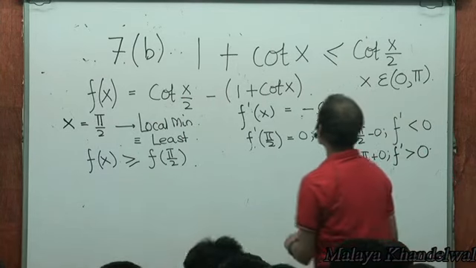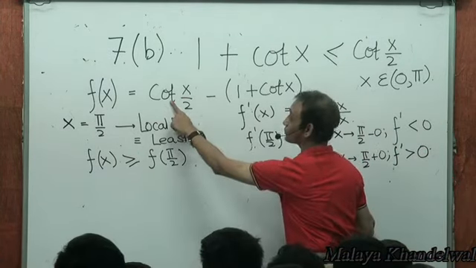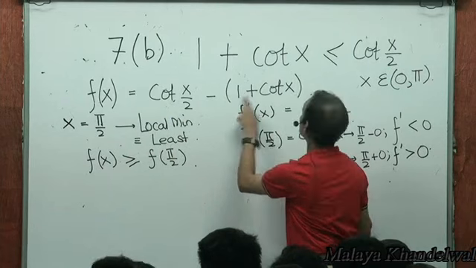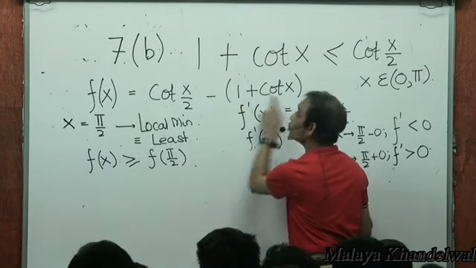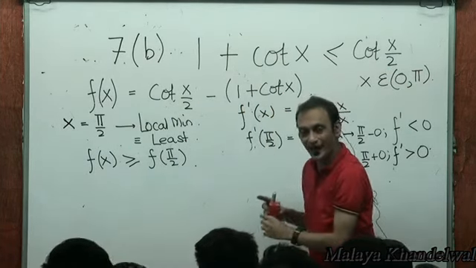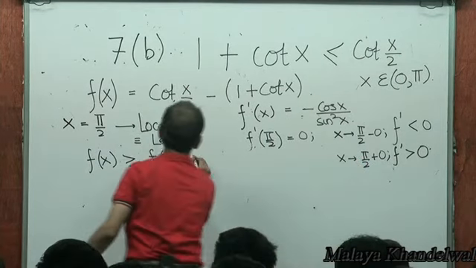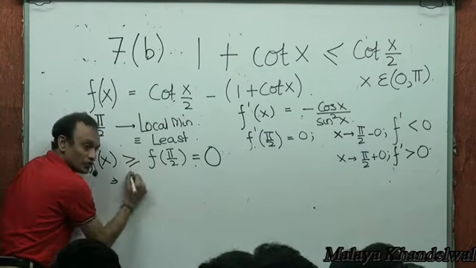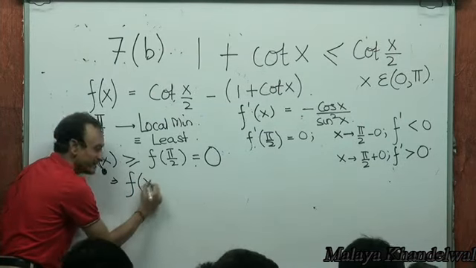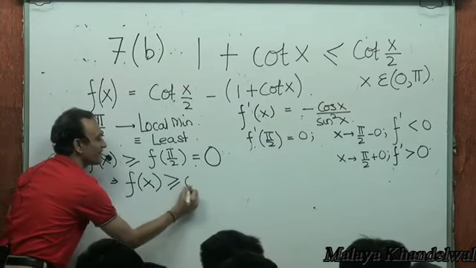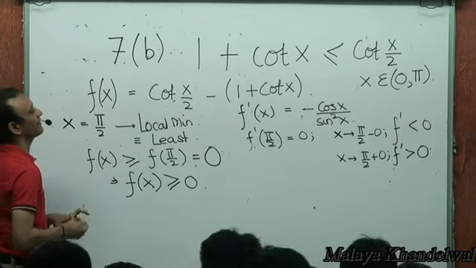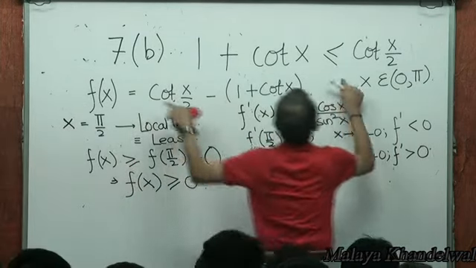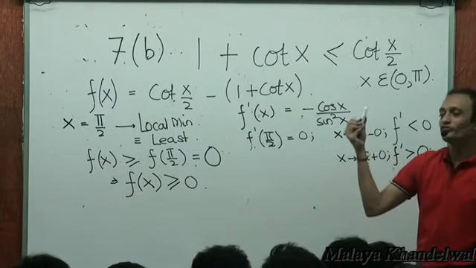Right? But what is f(pi by 2)? 1 cot pi by 4 minus 1 is 0, plus cot pi by 2, which is 0. So f(pi by 2) is 0. Can you see that? f(pi by 2) is 0. So f(x) must be greater than or equal to 0. This is greater than or equal to 0, which is what we set out to prove. Yes or no?